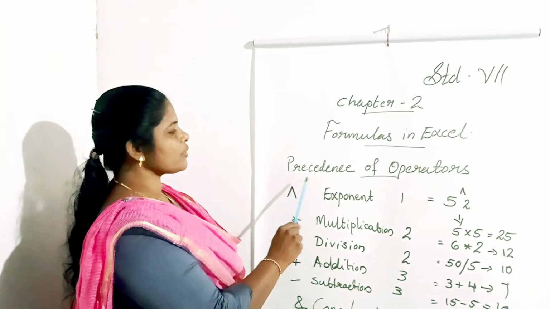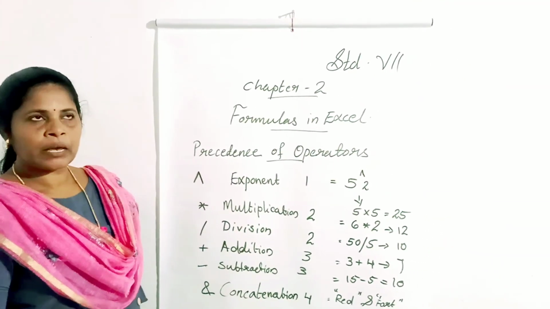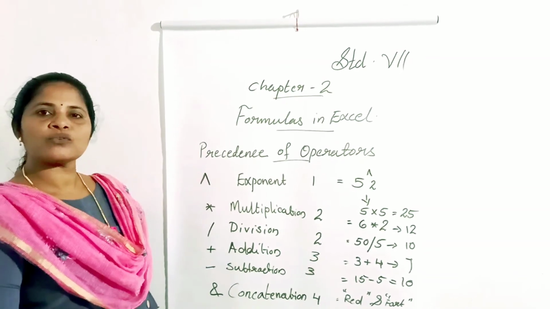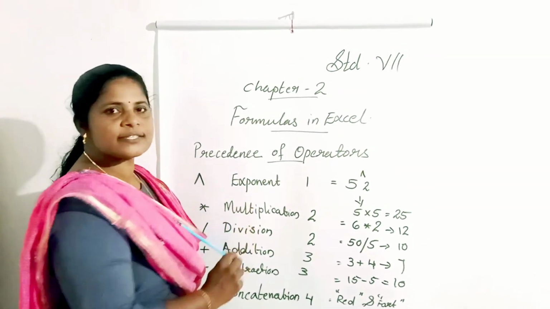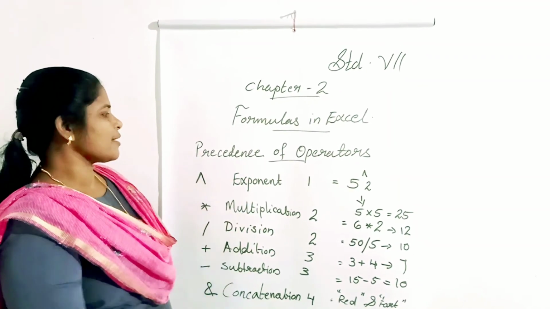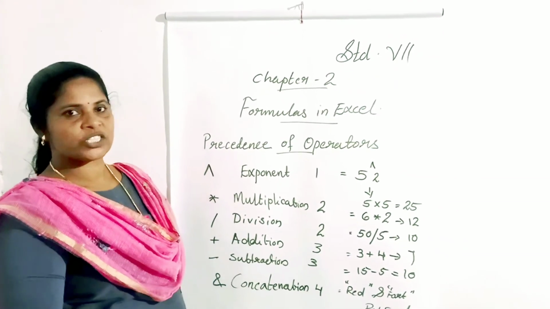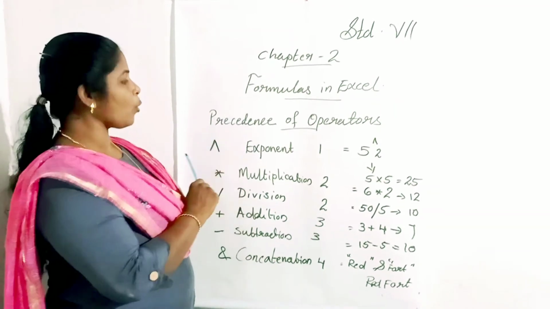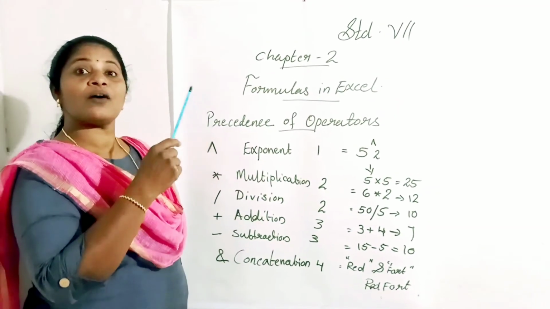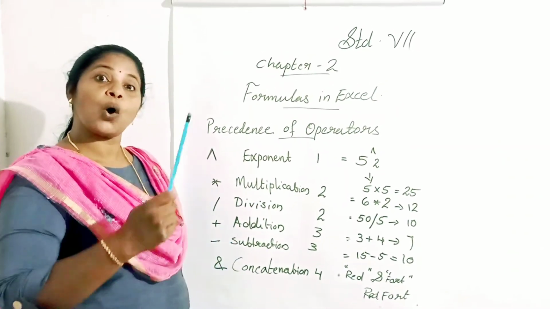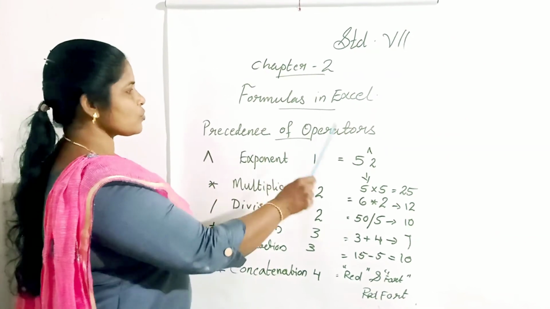Okay students, next one, the precedence of operators. Microsoft Excel allows various operators to do the things. The precedence of operators means the order of evaluation. When operators are used in a formula, the order in which they are evaluated is the precedence of operators.